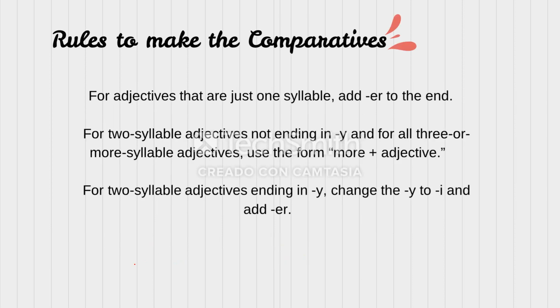Rules to make the comparative. For adjectives that are just one syllable, add er to the end. For two-syllable adjectives not ending in y, and for all three or more syllable adjectives, use the form more plus the adjective. And for two-syllable adjectives ending in y, change the y to i and add er. Okay, let's see the examples.